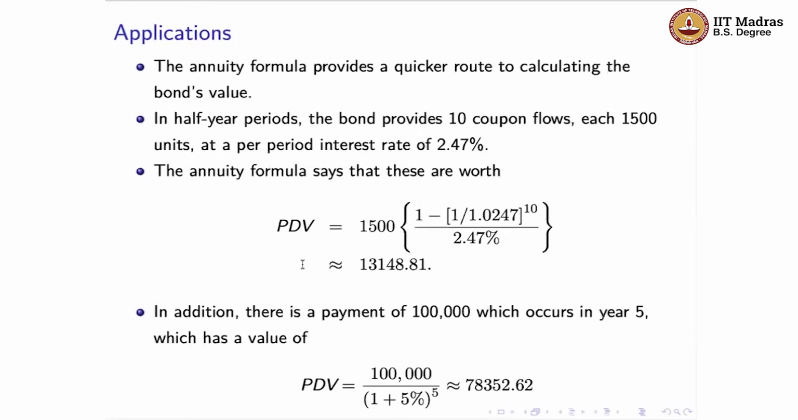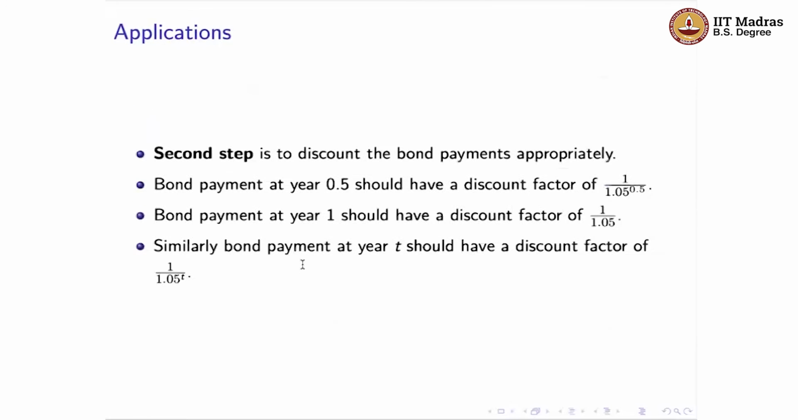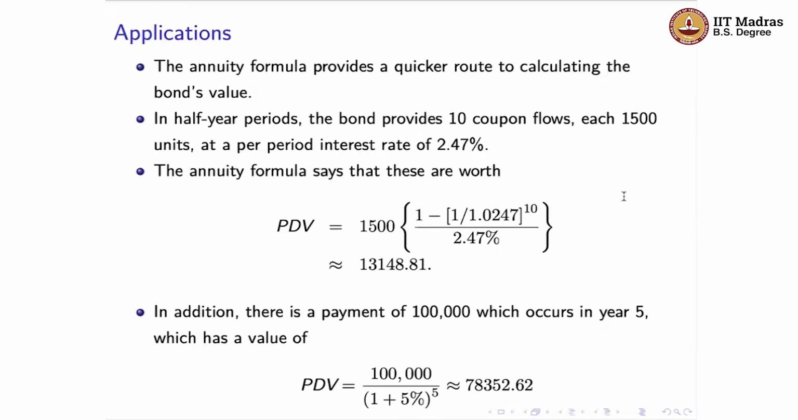Now, the annuity formula provides a very useful shortcut for calculating the bond's value in this case. Think of it as two components. Every half year period, the bond provides 10 coupon flows, each equal to 1500, at a per period interest rate of 2.47%. You get this 2.47% from the annual rate. Then you can apply the annuity formula to this: 1500 by r, where r is 2.47%, times 1 minus 1 plus r to the power 10. And this is the amount that you end up getting from there.